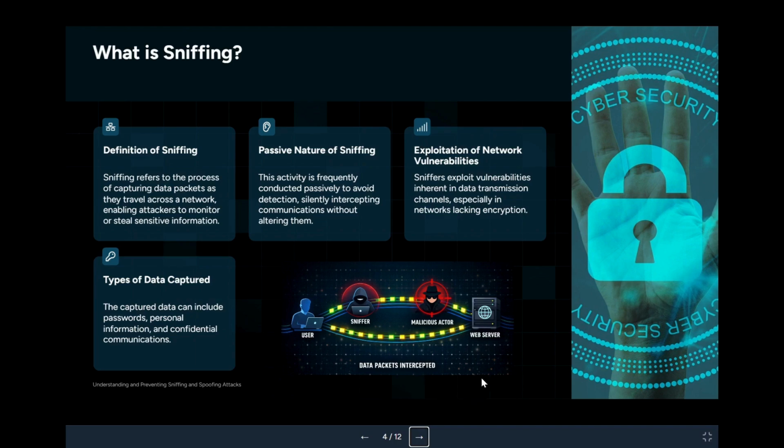Now let's focus on this picture here. As you can see in the diagram, the attacker sits silently and watches data flow from the user to the server. This is passive.